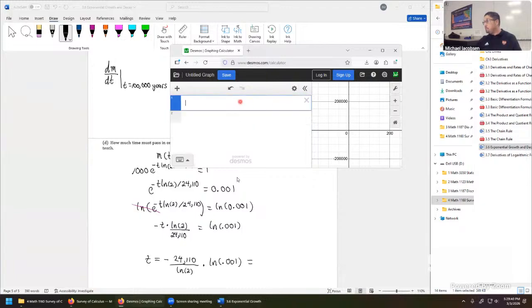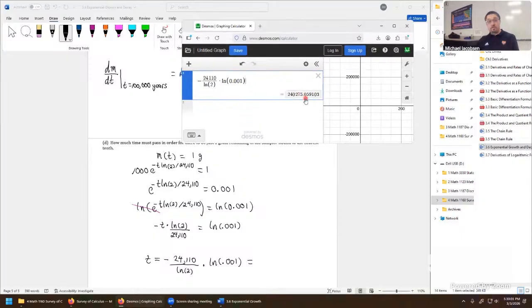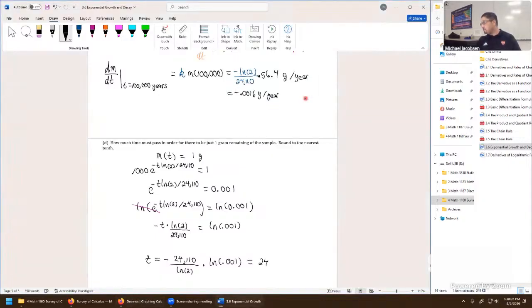So for the calculator step, it's negative 24,110 over natural log 2 times natural log 0.001, and that's the amount of years. We're rounding it to the nearest tenth of a year. So in terms of the nearest tenth, 240,275.1 years.